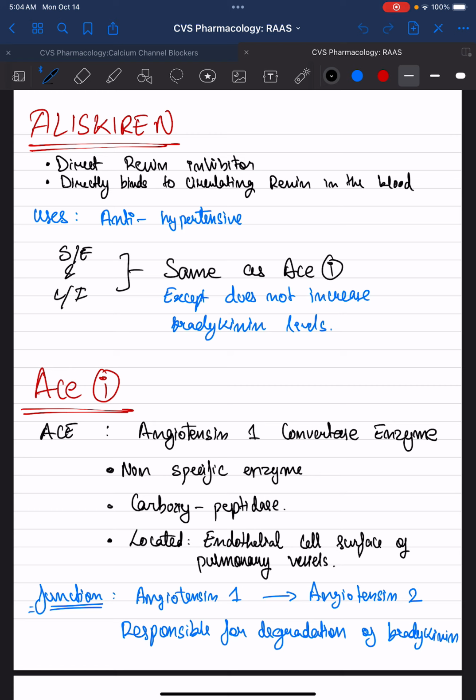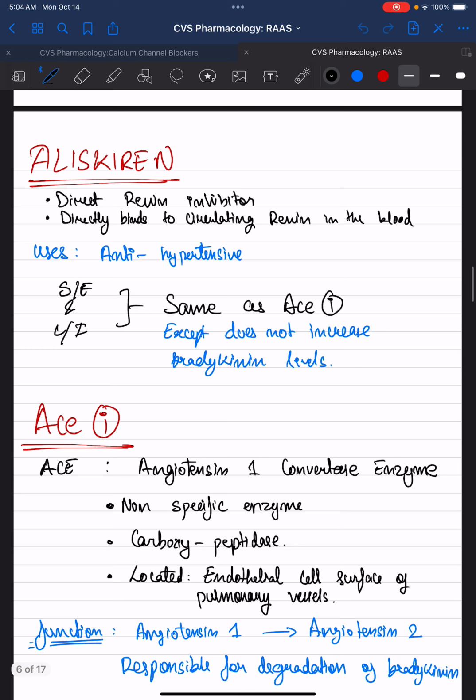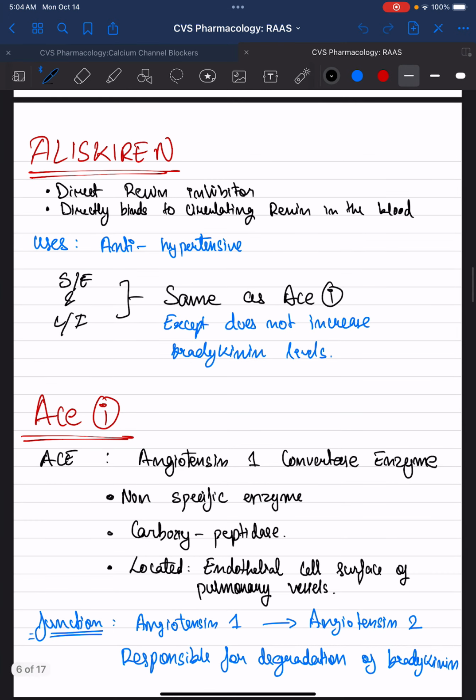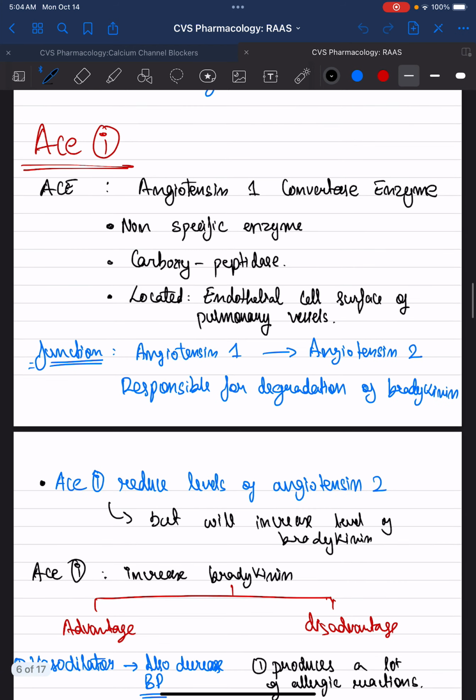But ACE inhibitors do one thing: they increase bradykinins, and we will study about it later under the section of ACE inhibitors. For now, I didn't discuss it earlier, but ACE inhibitors increase bradykinin levels and it will lead to some symptoms we'll talk about. But aliskiren doesn't lead to an increase in the levels of bradykinin. So let's talk about ACE inhibitors again.